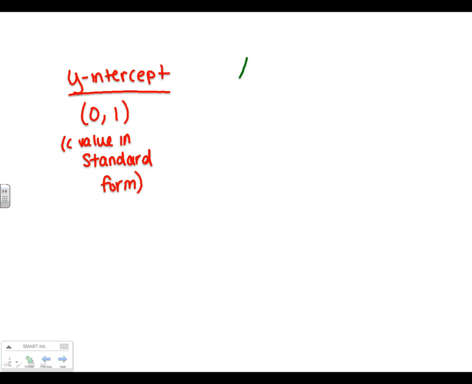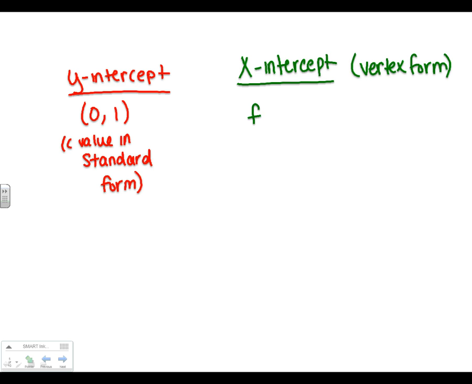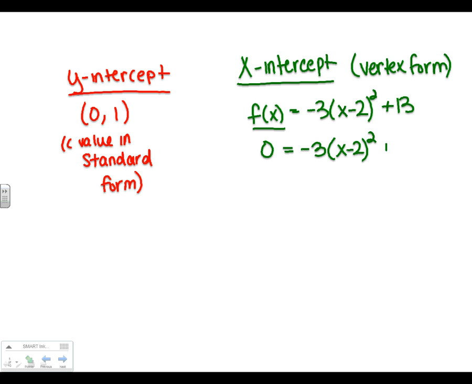To find my x-intercept, I'm going to use my vertex form. Because if I use standard form, you're going to eventually have to complete the square anyway to solve. And we already did all the work for completing the square to get it into vertex form. So we're going to start with our vertex form equation. And when we're trying to find the x-intercept, we plug in 0 for y. So 0 equals negative 3 times the quantity x minus 2 squared plus 13.